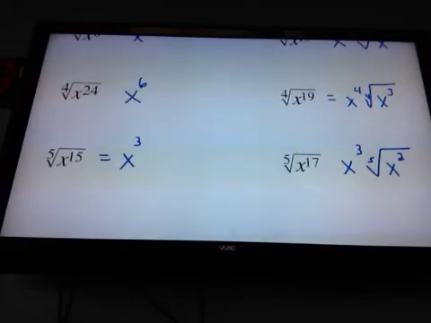If you're trying to break it up, you are trying to find the perfect fifth root first, which would be something that divides by 5, and then the leftovers. So that's why sometimes it's easier to just divide it in your head and not write it out the long way.